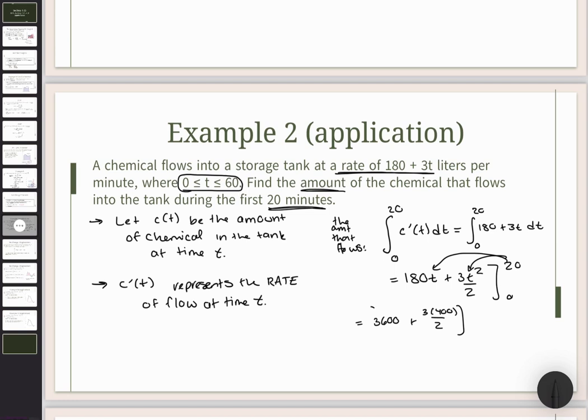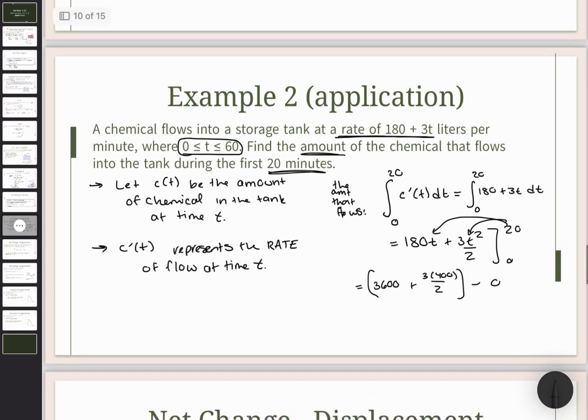So that's evaluating it at 20. If I plug in 0, I'm just going to get 0. So minus 0 for both of those. When we simplify this, I have 3,600 plus this would turn into 600 over here. Your final answer is 4,200. And again, this represents liters, the amount of chemical that flowed out in the first 20 minutes.